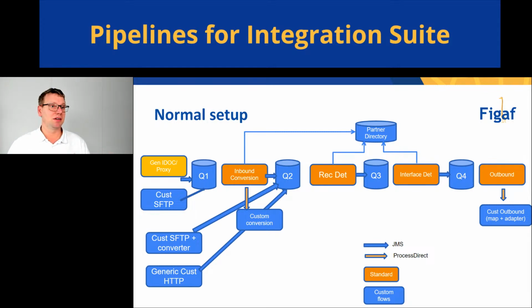But the idea is that you take a message, persist it, convert it, persist it, figure out where it needs to go, persist it, figure out which flows it needs to be processed in, persist it, and then send it to that flow using process direct, because then it can always fall back to one of these different scenarios.